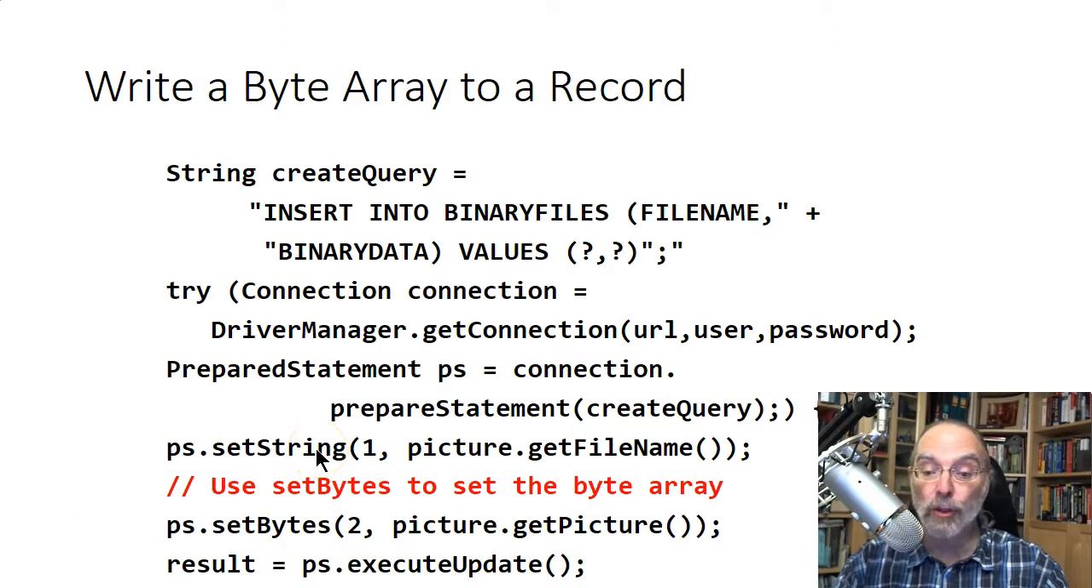I then add the 2 parameters, the file name and, here we go, setBytes. So we have this great convenience, and we simply retrieve that byte array and put it in the 2nd position, execute the update, and we now have a binary image stored on disk. Remember, MySQL doesn't know what it is, what it's for. It simply is allowing you to store exactly what's in memory into your relational database.